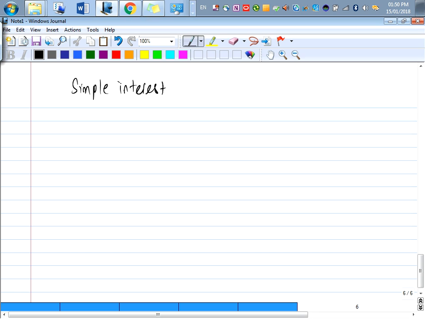Do you remember what is the formula for simple interest? If you don't remember, it is found on page 30 of your textbook. It says the interest I is equal to P times R% times N. This is found in your textbook, page 30. Recap. Do you know what P is? Principal.